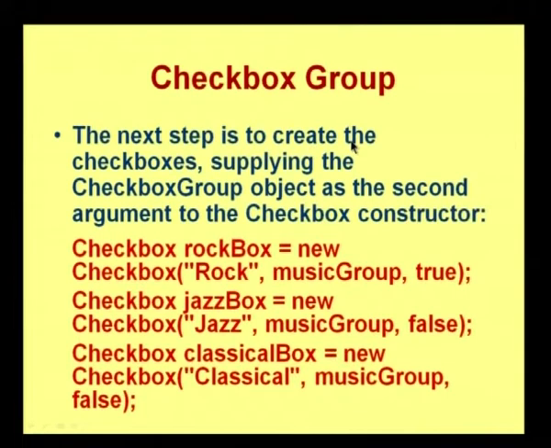The next step is to create the checkboxes, supplying the checkbox group object as a second argument to the checkbox constructor. You can see that I have created a checkbox, rock box. Here we have new checkbox. This is the label, and then I am specifying the particular group, checkbox group. In one particular container, I may have 2 or 3 groups. I can formulate 2 or 3 groups, and each group could be given a name, and then there could be many checkboxes which could be coordinated as one group.